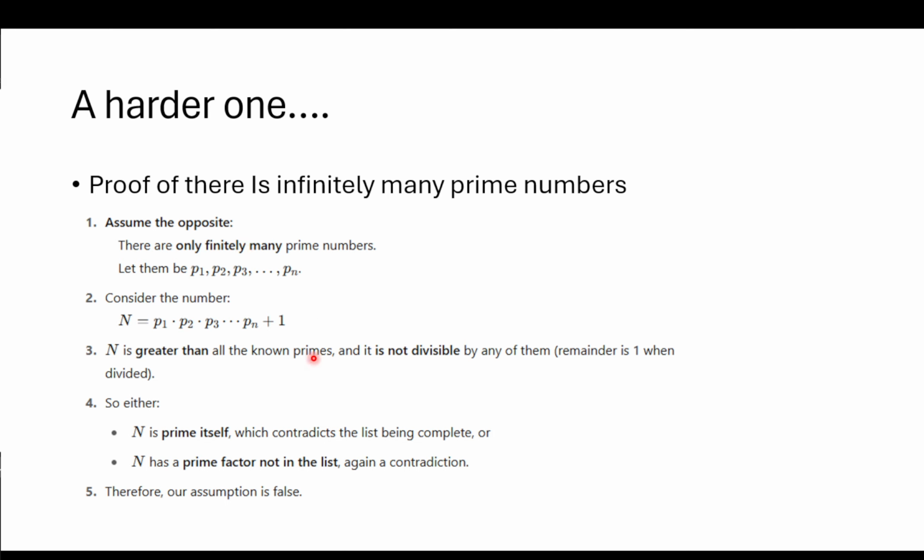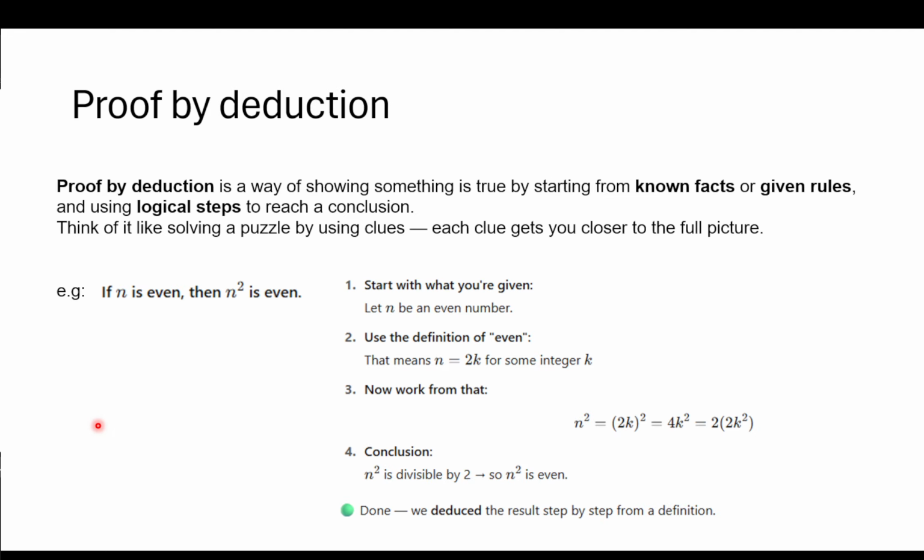n is greater than all the known prime numbers and is not divisible by any of them, okay? Because if you're doing all of these prime numbers plus 1, n has to be greater than all of these prime numbers itself. So that means that n is either prime itself, which contradicts the list being complete because n is not actually in our list, or n has a prime factor that's not in the list, again a contradiction. As we said, a prime number can't be divisible by something else, so the assumption is false. So that's all the proofs that we've been through.